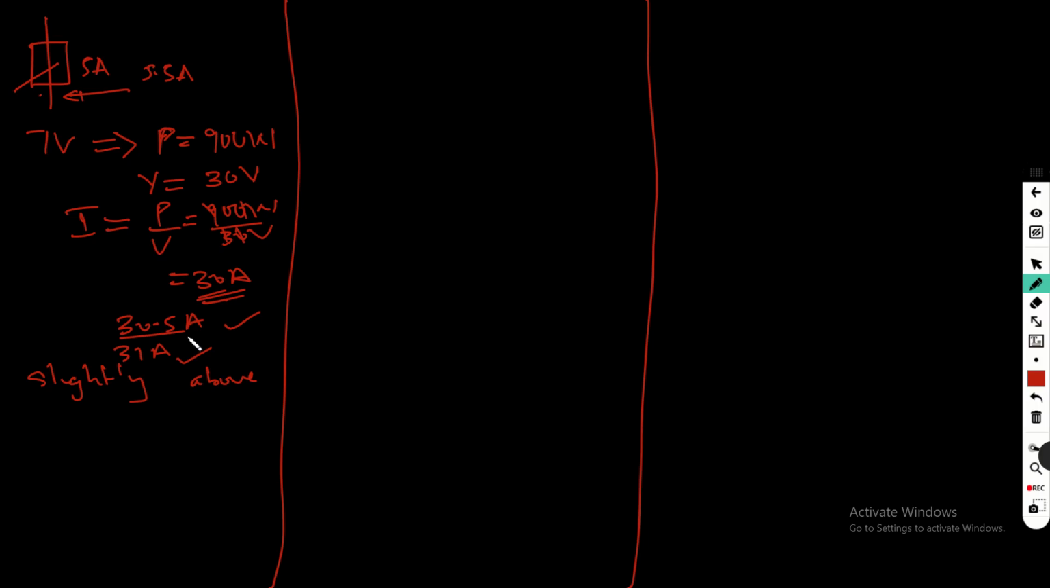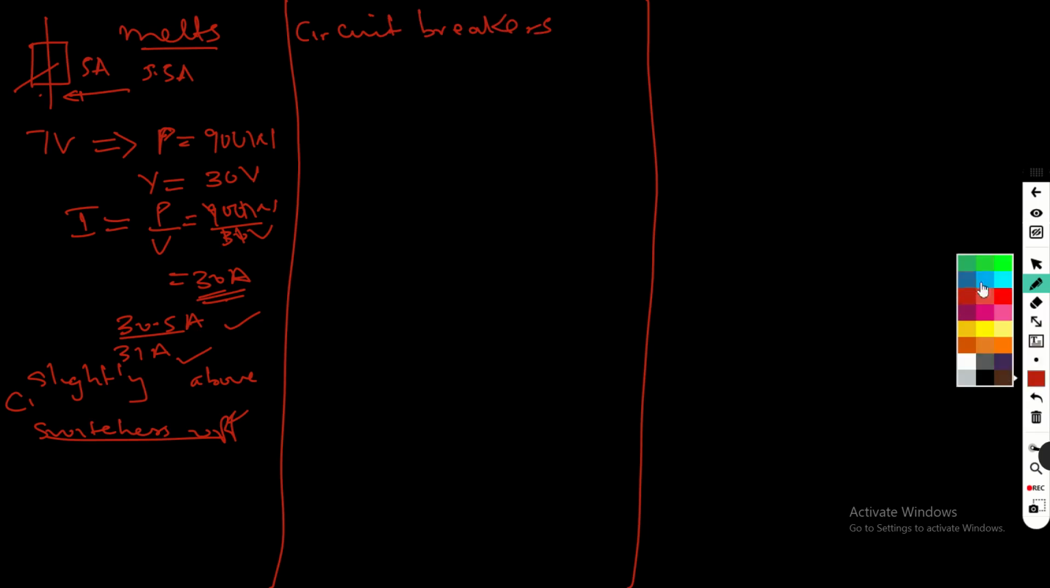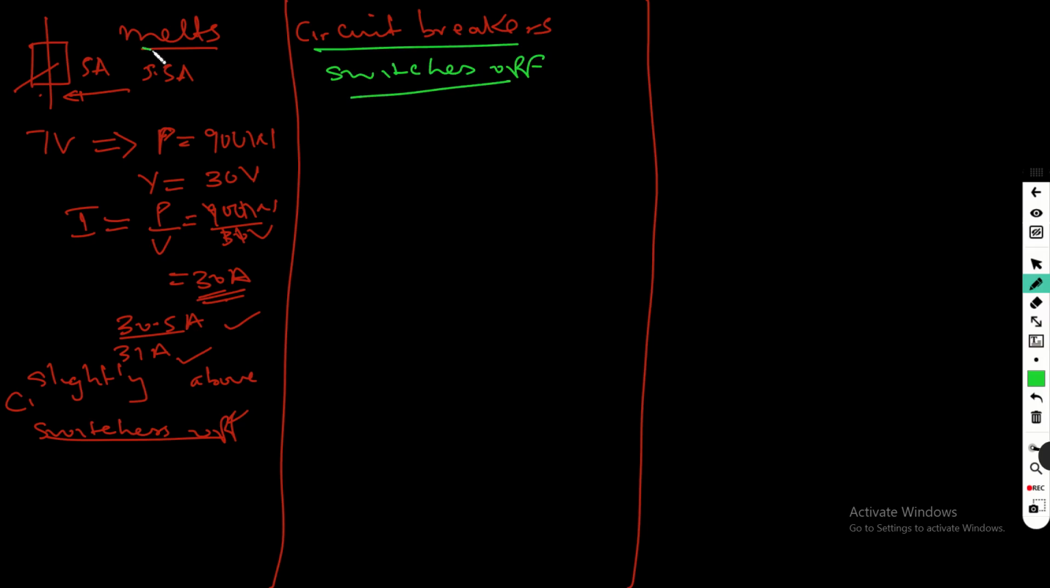Now we have circuit breakers. Circuit breakers are also safety devices which switch off. Most houses have that. Take note of that. This one melts. This one switches off. Let me put it this way: this one switches off while this one melts.